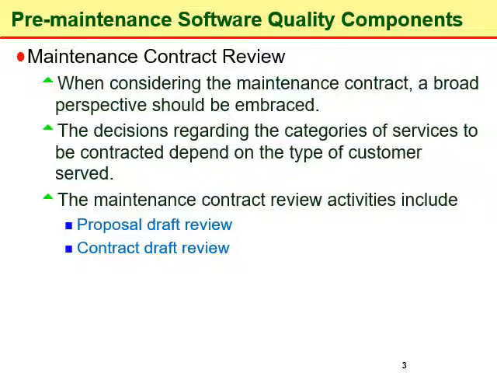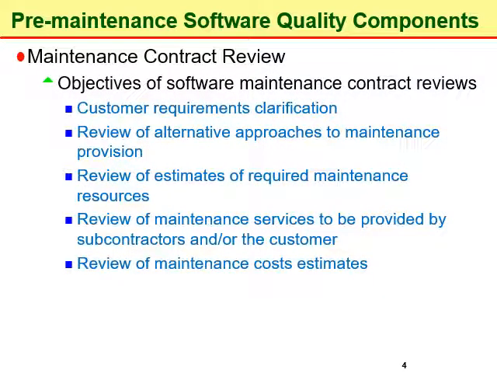So the maintenance contract review activities include proposal draft reviews as well as contract draft reviews. Naturally, the objectives and implementation of maintenance contract reviews follow the lines of pre-project contract reviews that we had already discussed during the lecture on the architecture of software quality assurance system. Well, the major objectives of software maintenance contract review are, first, customer requirements clarification.